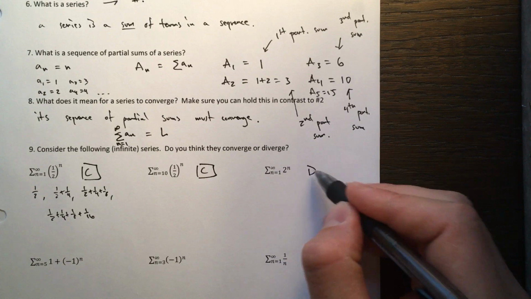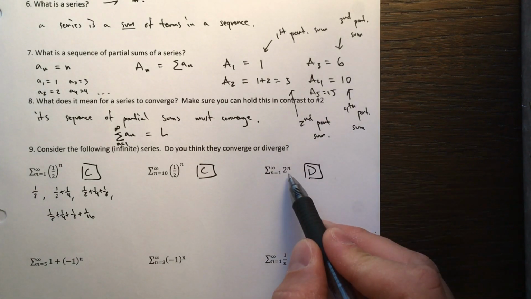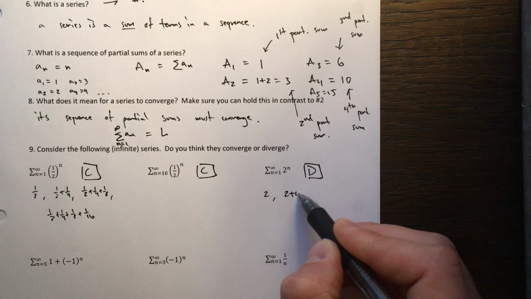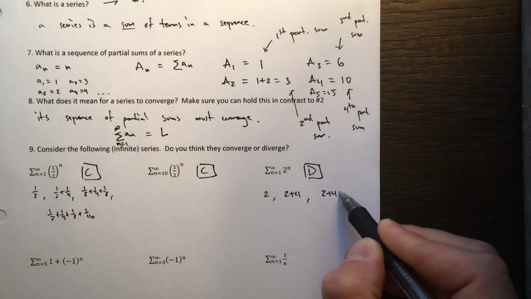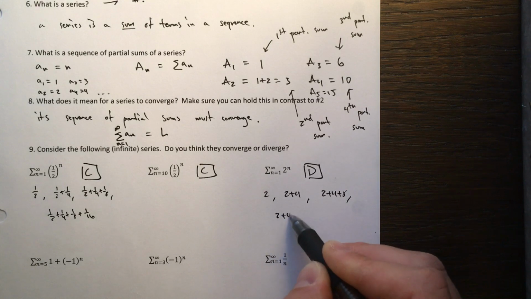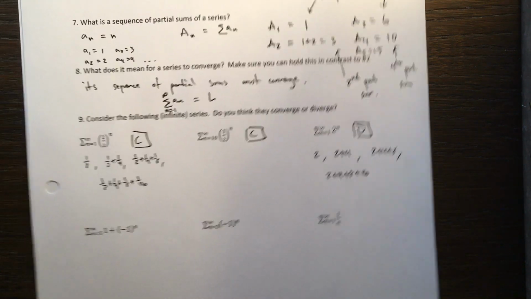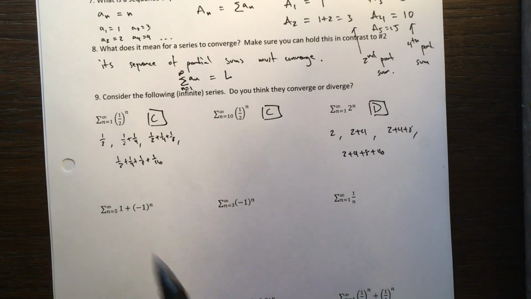This one, no way, because that's like 2, and then I'm looking at 2 plus 4, and then I'm looking at 2 plus 4 plus 8, and then I'm looking at 2 plus 4 plus 8 plus 16. These things are just getting bigger and bigger and bigger. No way is that going to converge.